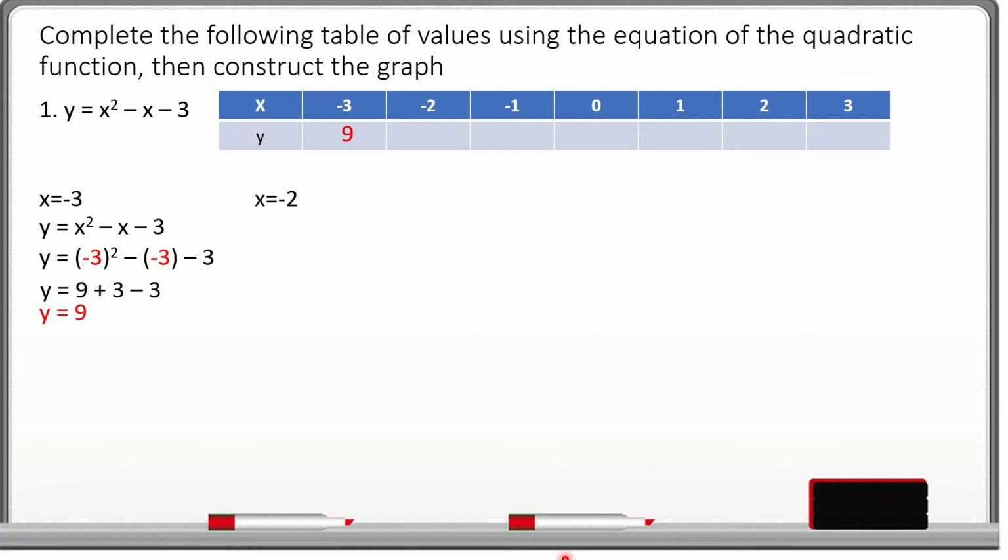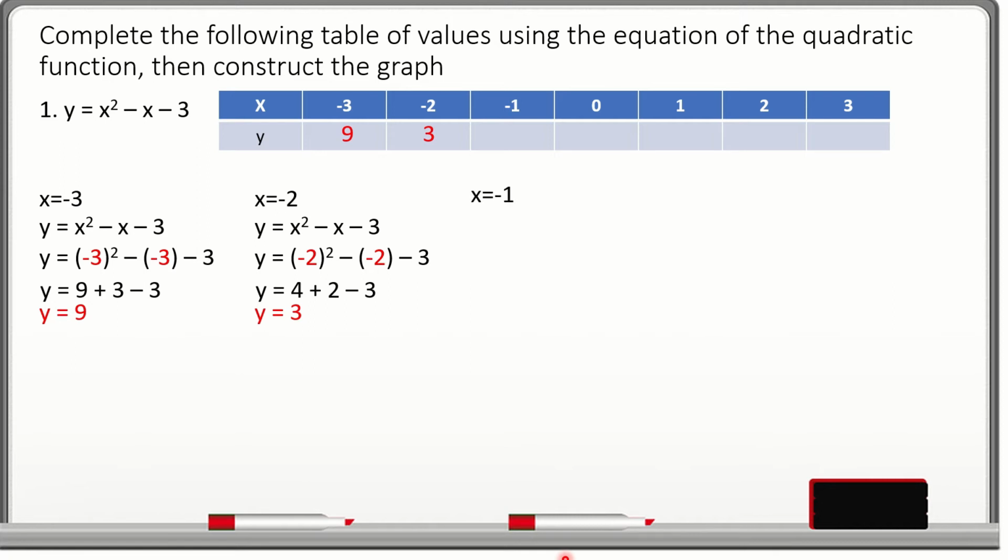Next, we're going to solve for y. So we're going to substitute this time x is equal to negative 2. From our quadratic function, y is equal to x squared minus x minus 3, we have y is equal to negative 2 squared minus negative 2 minus 3. Simplifying it, we have y is equal to 4 plus 2 minus 3. So add it from left to right. y is equal to 4 plus 2, 6 minus 3. We have y is equal to 3. So we now have negative 2 and positive 3.